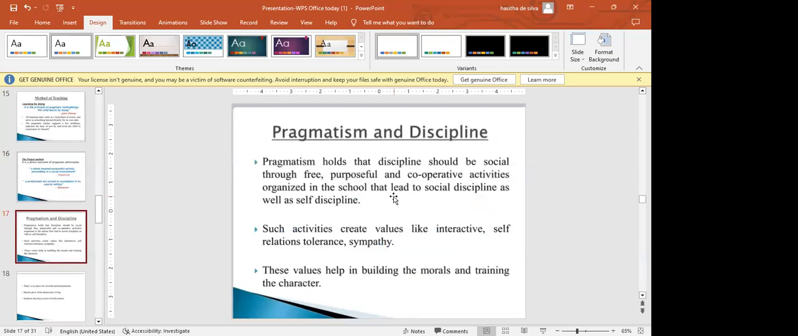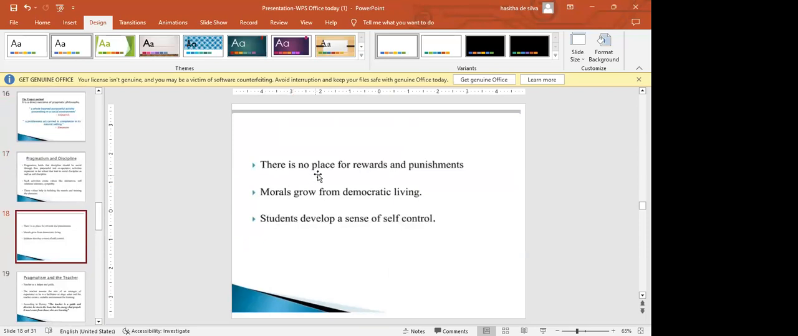Then pragmatism and discipline. Pragmatism holds that discipline should be social, through free, purposeful, and cooperative activities organized in the school that lead to social discipline as well as self-discipline. Such activities create values like interactive self-relations, tolerance, and sympathy. These values help in building the morals and training the character. There is no place for rewards and punishment. Moral growth comes from democratic living. Students develop a sense of self-control.